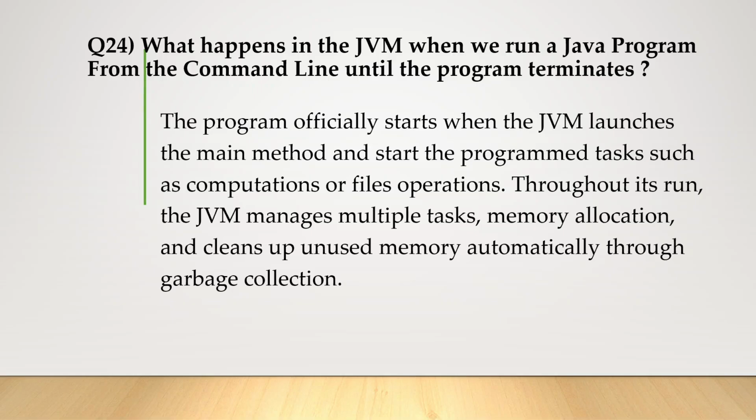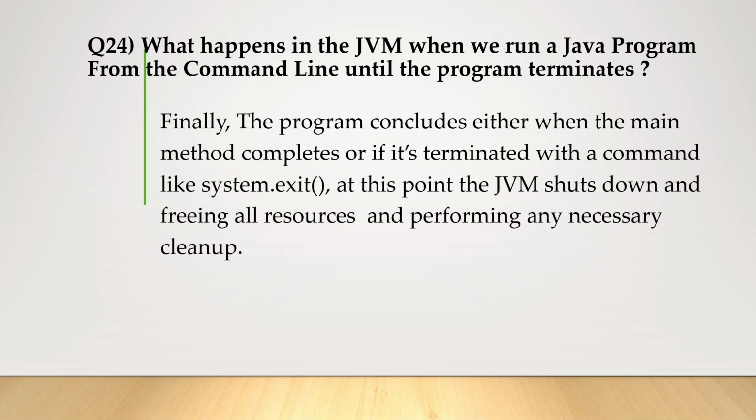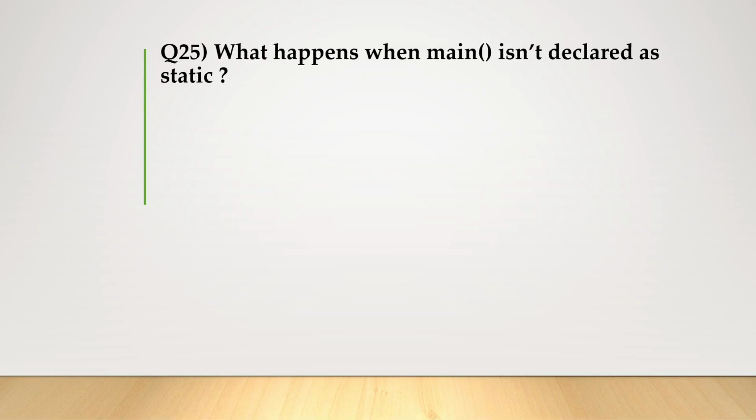Start the programmed tasks such as the computation or the file operation. Throughout its run, the JVM manages multiple tasks such as memory allocation and cleans up unused memory automatically through garbage collection. Finally, the program concludes either when the main method is complete or when it's terminated with a command such as System.exit. At this point, the JVM shuts down, freeing the resources and performing any necessary cleanup.